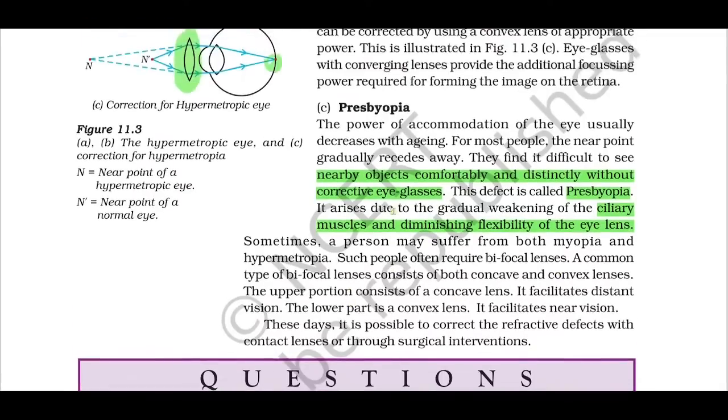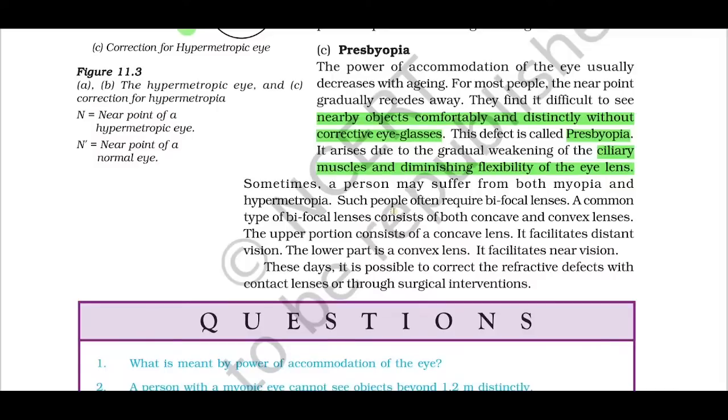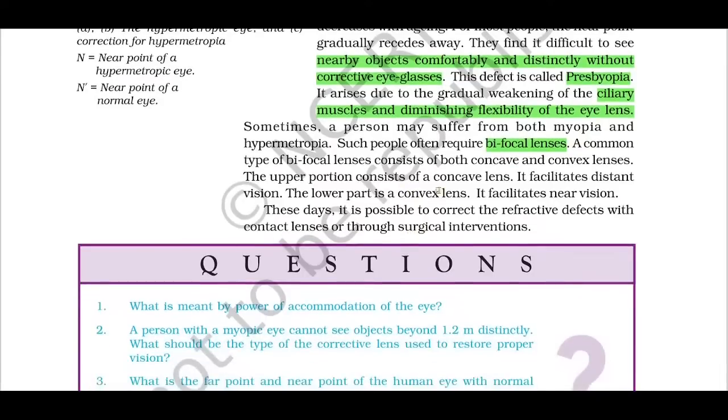How can you correct it? You can correct it by using a bifocal lens. That means the upper portion of the lens consists of concave and the lower part is convex.